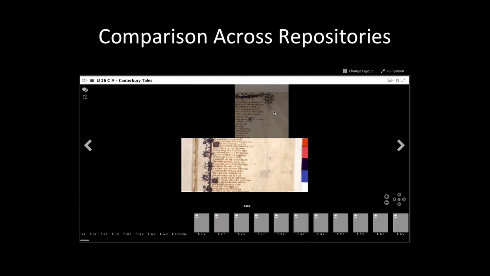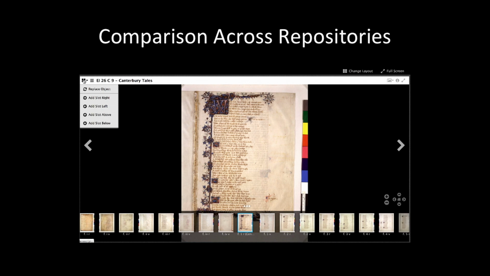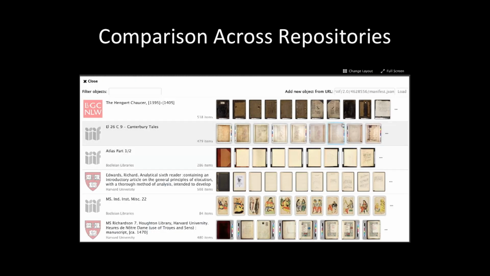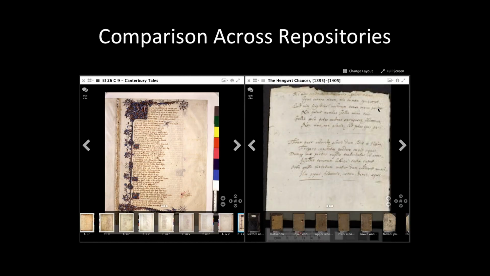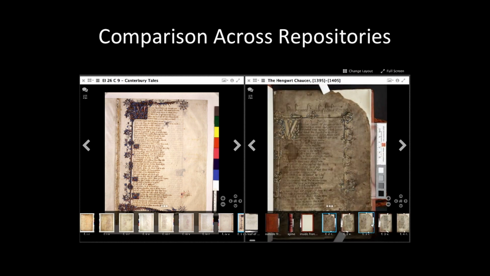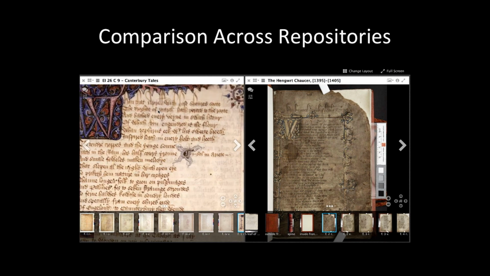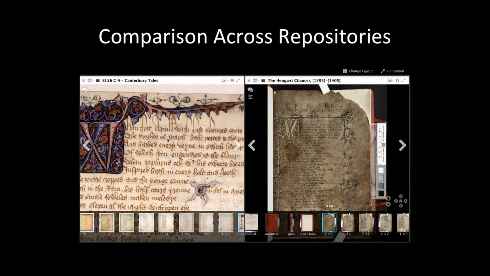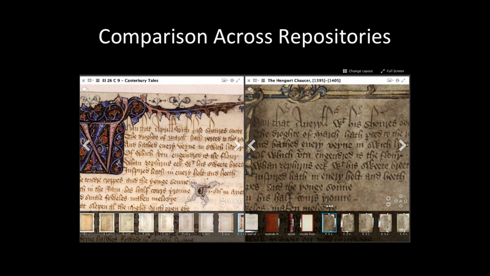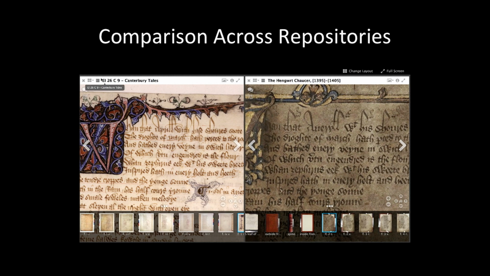And here you can see we've brought in the Ellesmere Chaucer from the Huntington Library, and we can open up the Hengwrt Chaucer right next to it, and then navigate to a page that looks very similar eventually. There we go. And at this point then, we can compare in great detail, side by side, in the same application, these two 14th century manuscripts that are incredibly important for scholars of English literature and medieval literature in general.